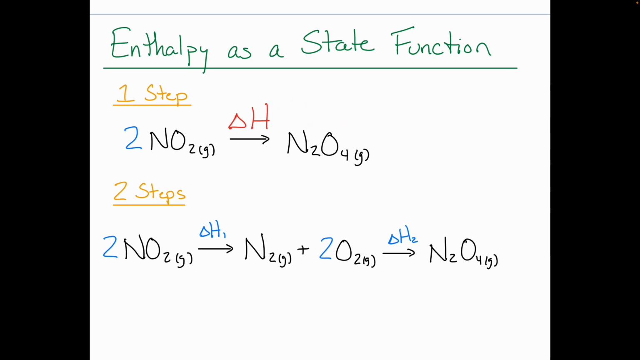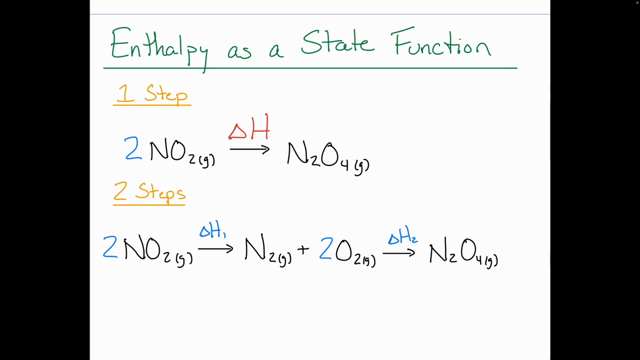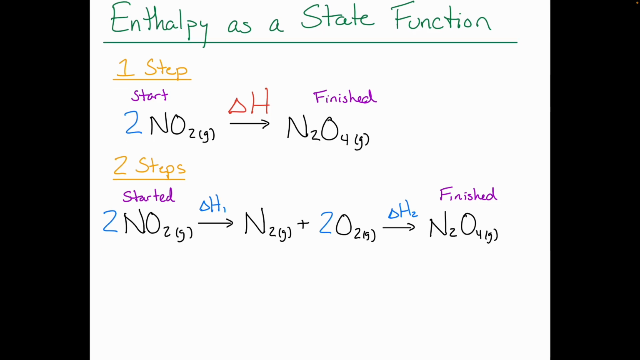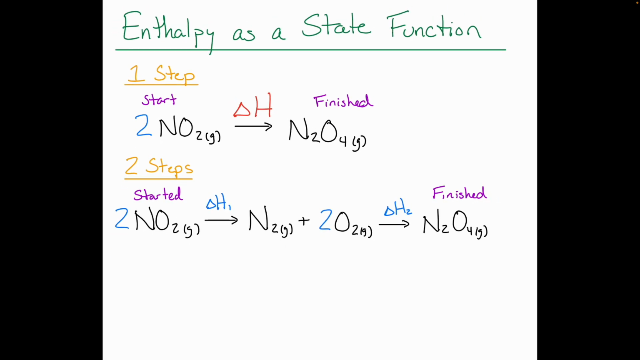All right, but importantly, in both of these 2 labs, in both of these 2 experiments, where they started and where they finished were the exact same. So that means that if our second scientist were to take those 2 enthalpy values, delta H1 and delta H2, and add them together, they would have to get that same delta H of that first reaction, right?